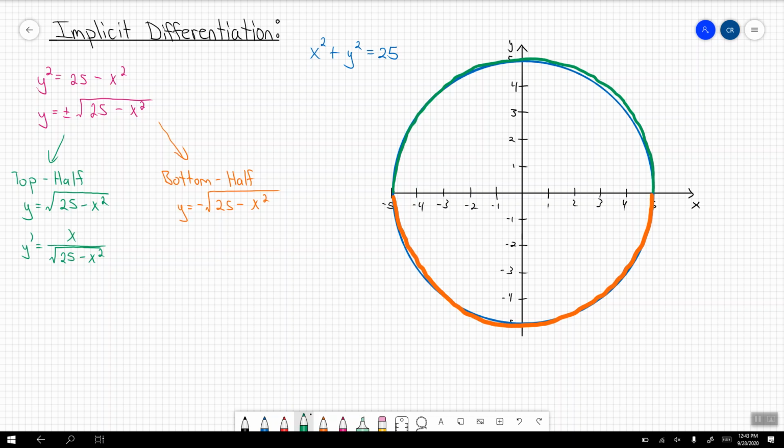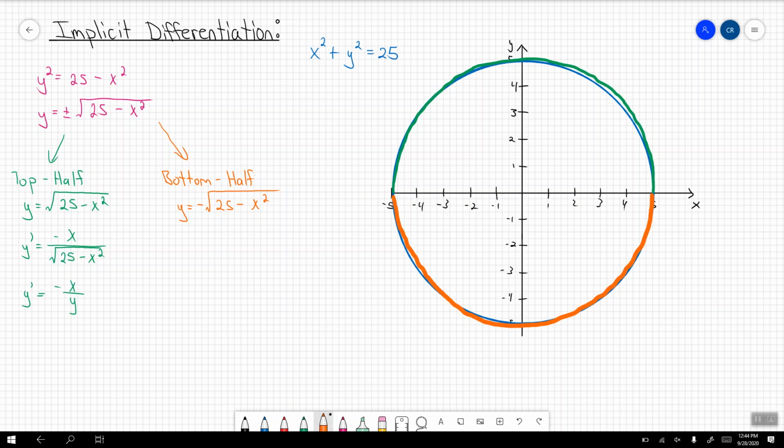What we want to do at this point is interpret what we're looking at. Excuse me, I forgot a negative. My apologies. What we're looking at here is that the denominator, the square root of 25 minus x squared, we can actually see right here at the top half. Which means by substitution, this y prime turns into negative x divided by y.